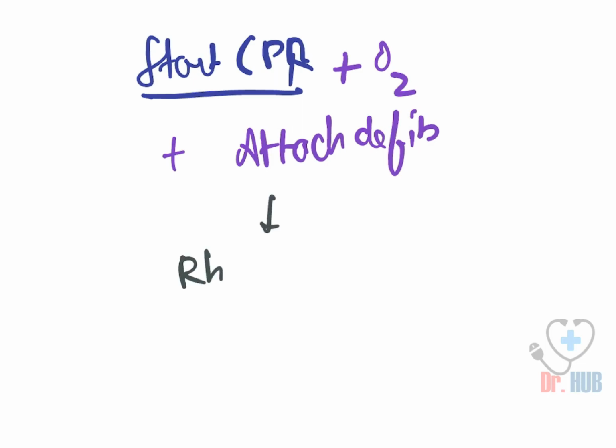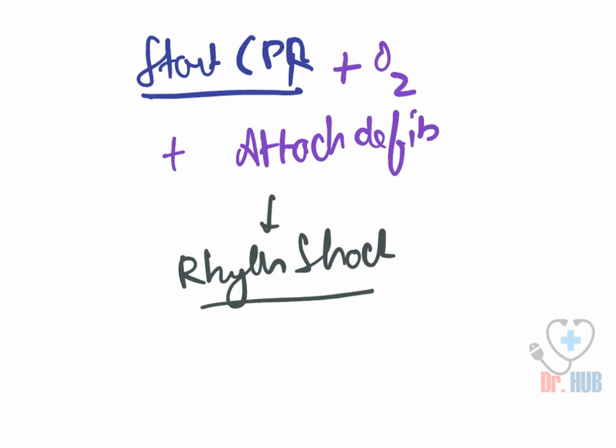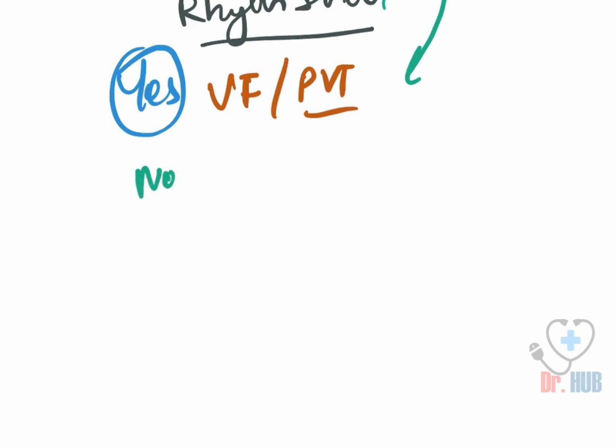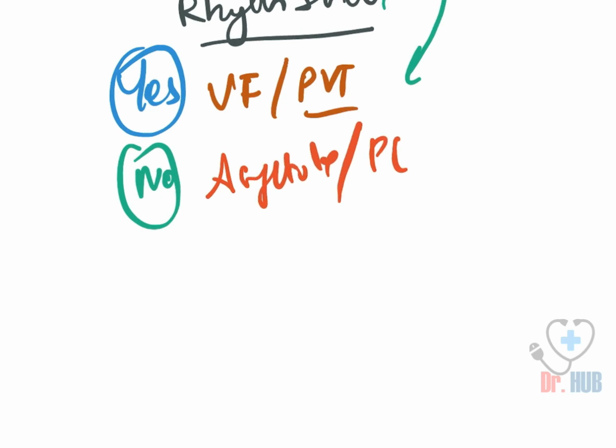Then we look at whether the rhythm is shockable or not. In case it is shockable, the answer being yes, it is VF, ventricular fibrillation, or PVT, that is pulseless ventricular tachycardia. If the answer is no, it refers to the asystole as well as the PEA, that is pulseless electrical activity.